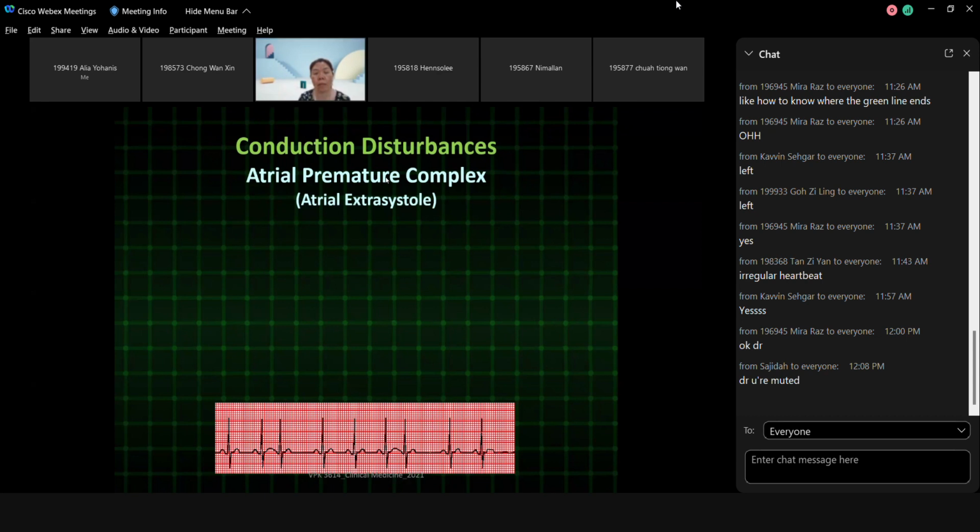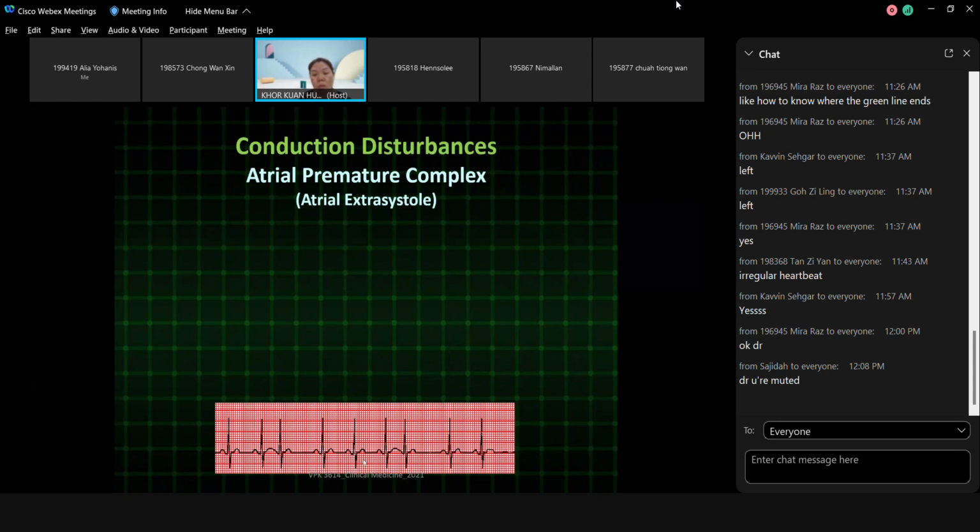Atrial premature complex. Atrial, also SA node. Premature tells you that it's early. Okay, and gives you a complex. So let's look at the ECG trace. P, QRST. Okay, we wait for P, QRST. The T has not finished, and the P already wants to come out. Right? QRST. Okay, we give a rest. P, QRST. P, QRST. P.